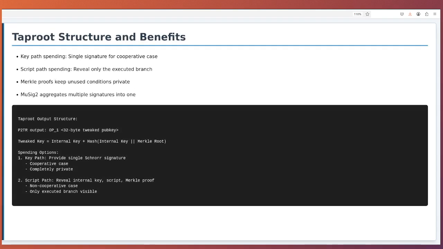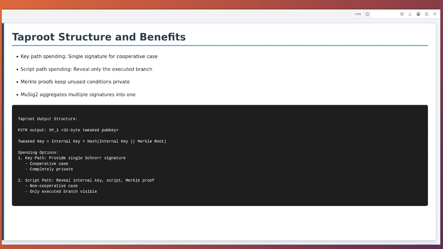Taproot structure and benefits. The technical structure of Taproot outputs demonstrates its elegance. A Taproot output is a pay-to-Taproot, or P2TR, output containing a 32-byte Schnorr public key. This key is actually a tweaked key computed as the internal key plus a tweak derived from the Merkle root of possible script paths. When spending via the key path, you provide a single Schnorr signature for the tweaked public key. The signature verification equation confirms the signature is valid. This is the cooperative case and it is completely indistinguishable from any other Schnorr signature. Observers cannot tell if alternative scripts existed.